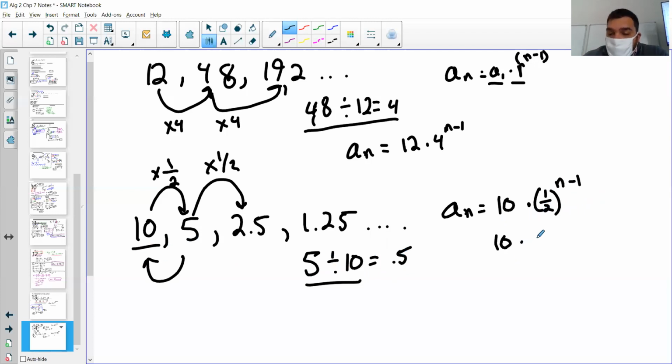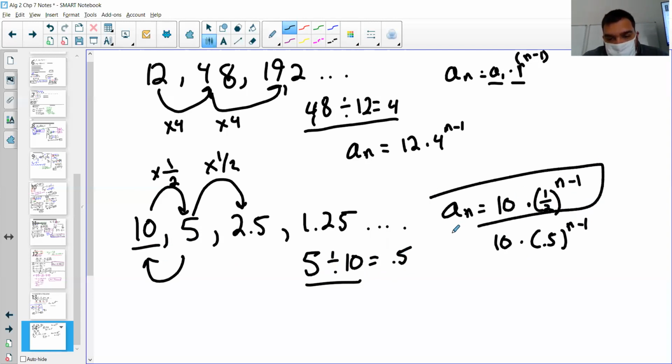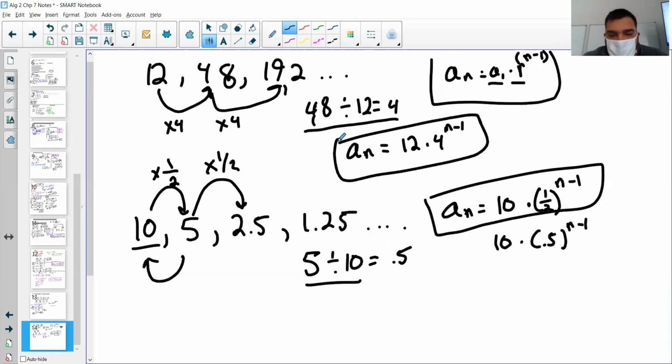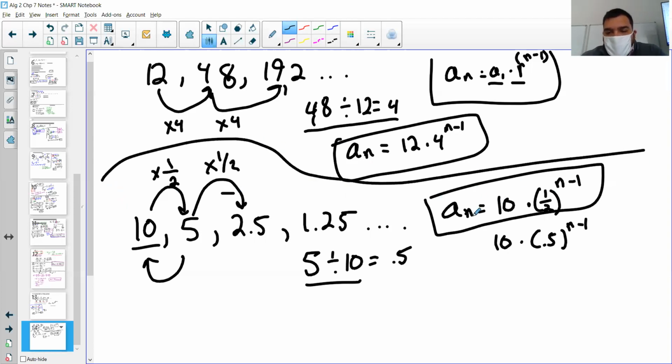Your final answer for the top is AN equals 12 times 4 to the n minus 1, and on the bottom is AN equals 10 times 1/2 to the n minus 1. Either one of these could be your final answer, because 1/2 and 0.5 are the same. If you use the calculator, 0.5 would work.